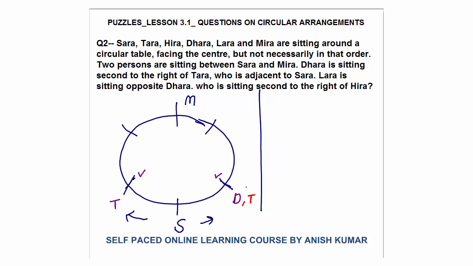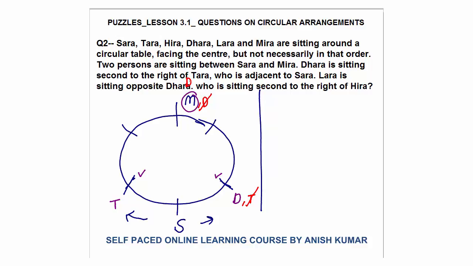Now the question was saying Dhara is sitting second to the right of Tara. So second to the right of Tara would be Dhara. So Dhara will come here. So this will not be a valid place. Dhara will come here, so again M is already sitting there. So this will not be correct. So this assumption will not be correct. The earlier one was correct. So we have confirmed these positions.